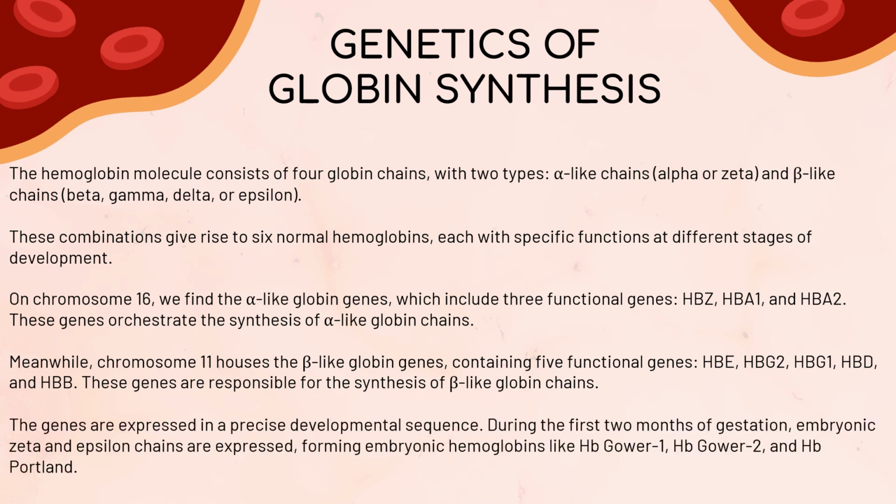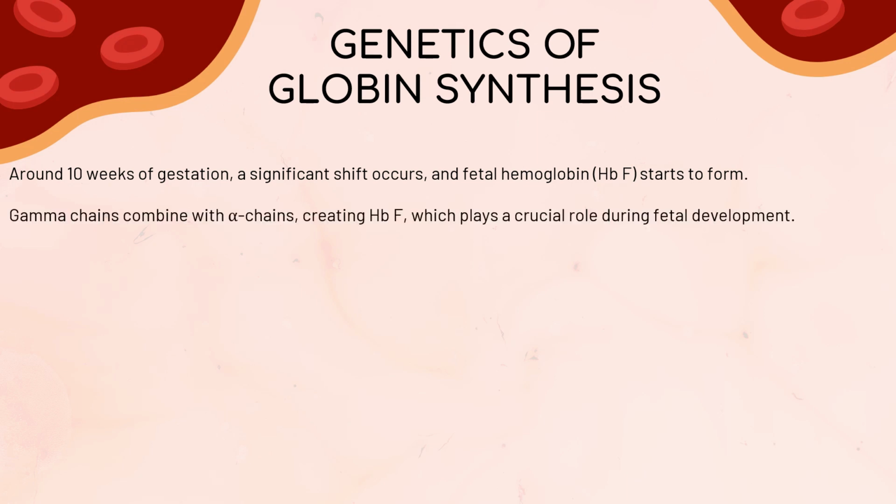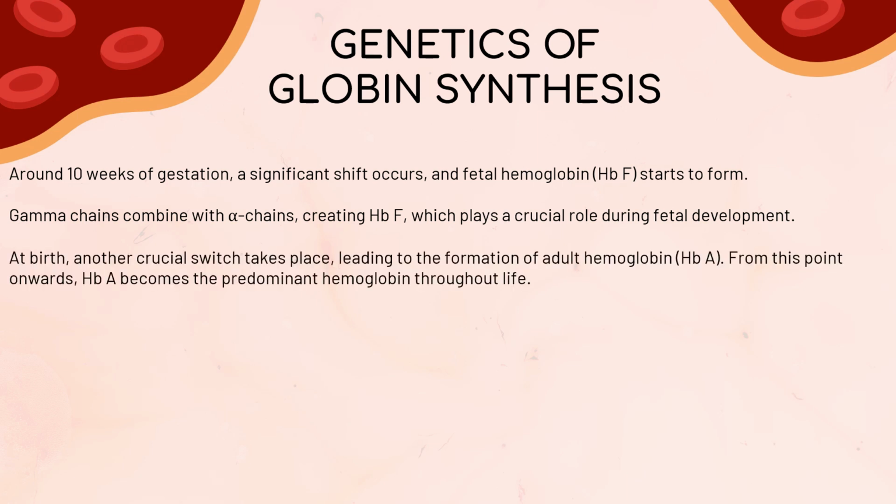The genes are expressed in a precise developmental sequence. During the first 2 months of gestation, embryonic zeta and epsilon chains are expressed, forming embryonic hemoglobins like hemoglobin Gower 1, hemoglobin Gower 2, and hemoglobin Portland. Around 10 weeks of gestation, a significant shift occurs, and fetal hemoglobin starts to form. Gamma chains combine with alpha chains, creating hemoglobin F, which plays a crucial role during fetal development. At birth, another crucial switch takes place, leading to the formation of adult hemoglobin. From this point onwards, hemoglobin A becomes the predominant hemoglobin throughout life.